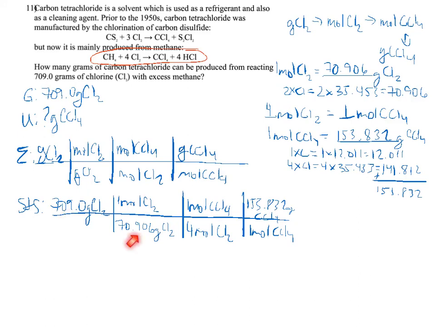Alright, so now what are we doing with our numbers? 709 is going to be divided by 70.906, then divided by 4, and then multiplied by 153.832. And let's see what we get when we do that. That equals 384.547. Last step, of course, is our significant digits and our units. So our given has 4, our molar mass has 5, our mole-to-mole ratios are always exact, and then our second molar mass has 6, which means we need to take our answer to 4. The 4 does not round the 5 up, so our final answer is 384.5 grams of carbon tetrachloride.